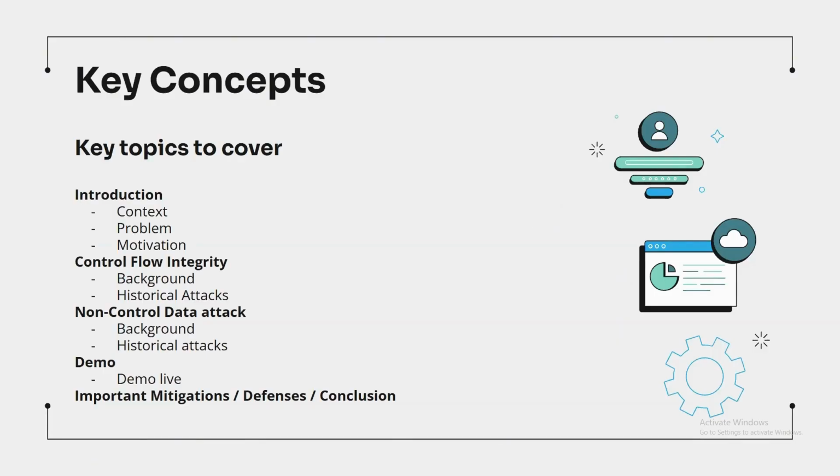Here are some of the key concepts that we'll get into during our presentation. For the introduction, we'll have three things to talk about, which are the context, problem, and the motivation of these projects. For control flow integrity and non-control data attack, we'll talk about what they are and some attacks that are related to them. Then, as shown in the previous slide, we'll have a demo. And after the demo, we'll talk about the mitigations or defenses. Then we'll end with a conclusion. And with that, let's get into our presentation.